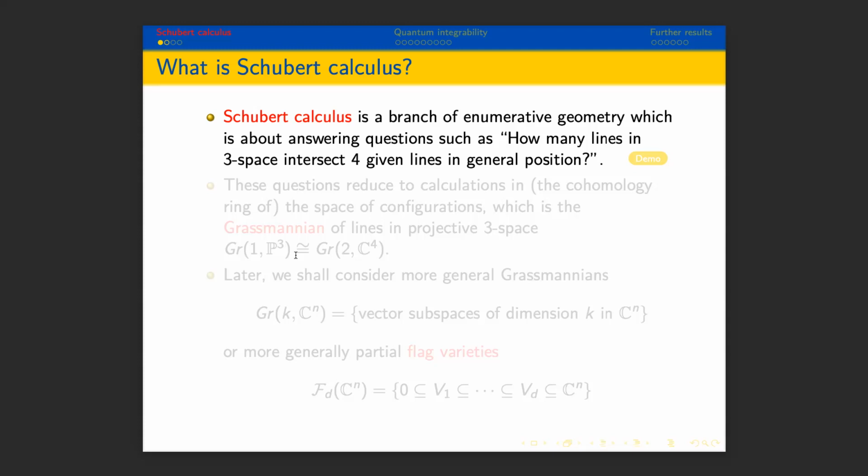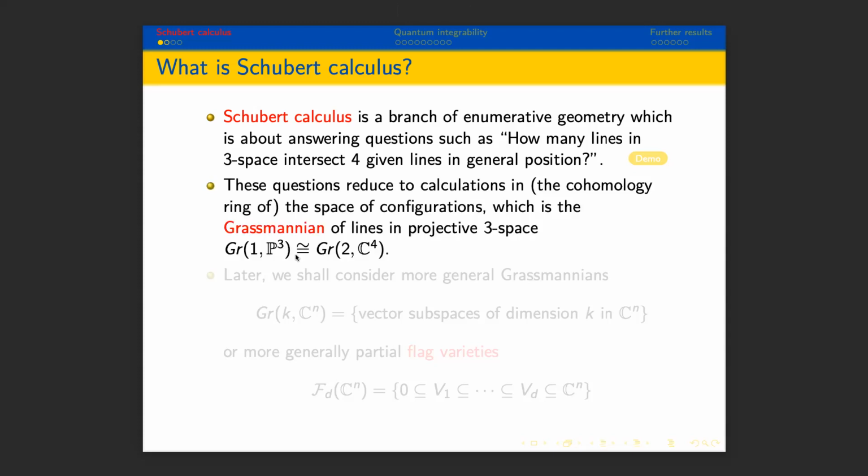But the way we think about it in modern language is that we're actually doing calculations in the cohomology ring of the space of configurations. So what is the space of configurations here? It's always convenient to projectivize by adding points at infinity, so that the space of configurations is compact. Then the space of lines in projective 3-space is called the Grassmannian of lines in projective 3-space. Let me just for now give it a name.